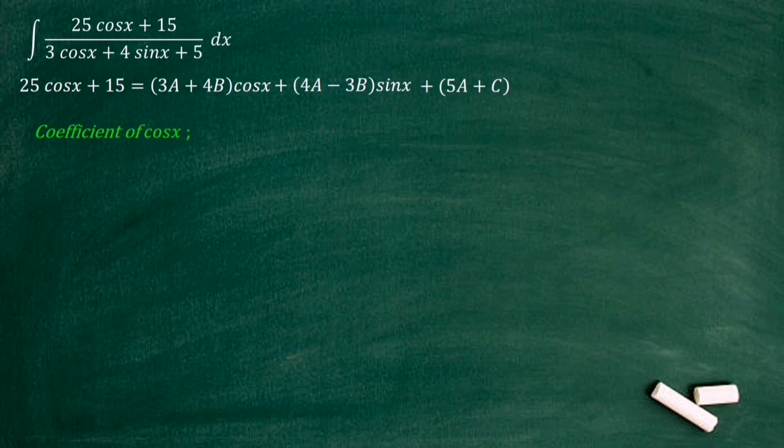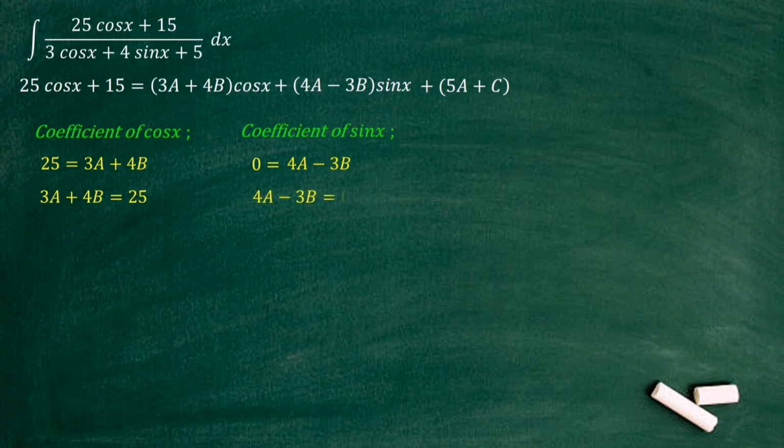First one, coefficient of cos x. Coefficient of cos x in the left hand side is 25. In the right hand side 3a plus 4b. So we can write 25 equals 3a plus 4b. So we can write 3a plus 4b as 25. Coefficient of sin x in the left hand side is 0, because there is no sin x term in the left hand side. In the right hand side we have 4a minus 3b. Then we have the equation 4a minus 3b equals 0.